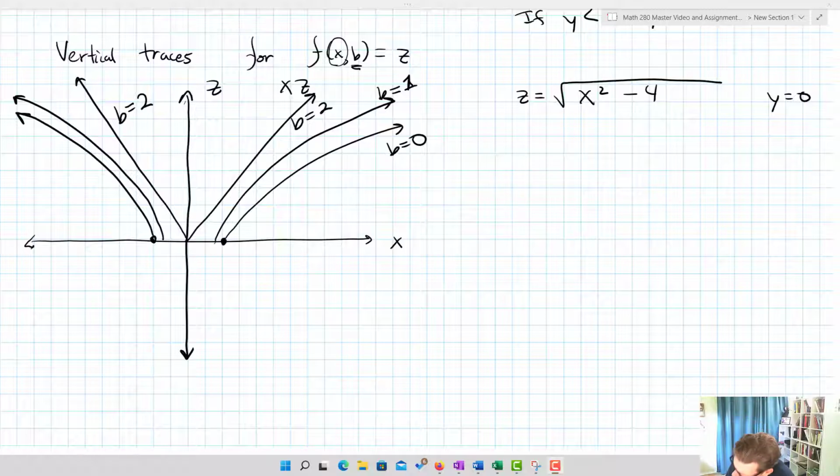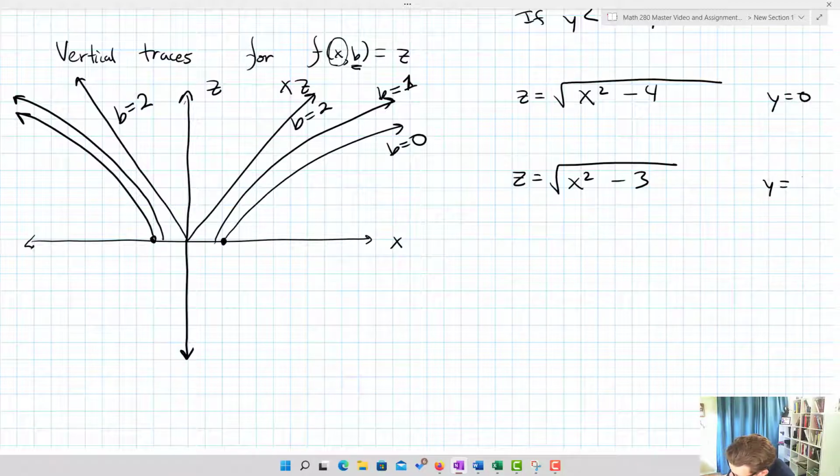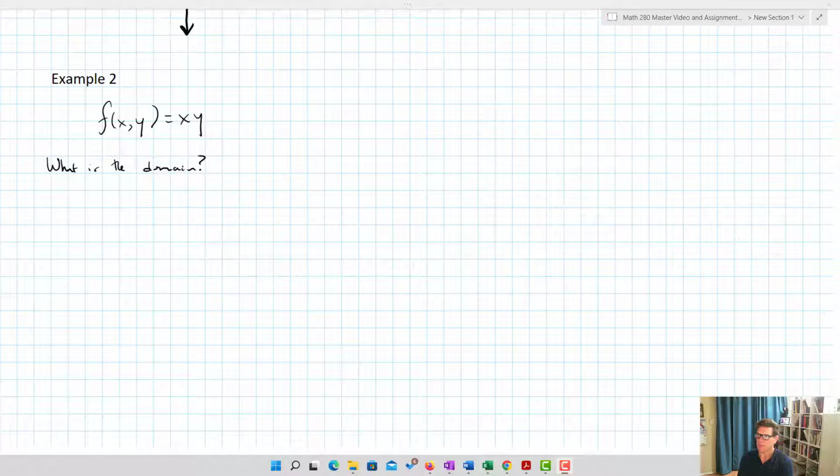And how they get represented as functions, we get something like z equals x squared minus 3, and that's when y equals 1. And then we have z equals the square root of x squared when y equals 2. Okay? So let's take a look at another example.